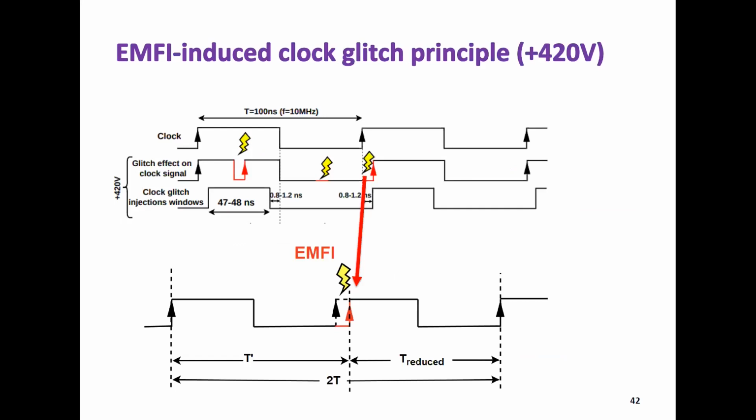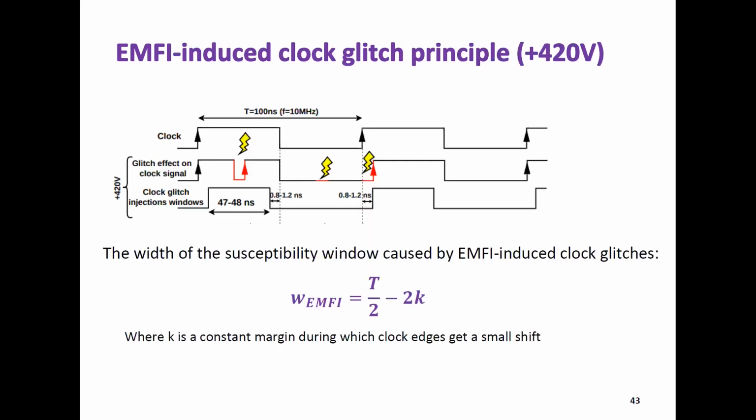3 distinct behaviors are obtained. When the EM injection time corresponds with the clock equal to 1, we obtain a negative glitch, with an EMFI susceptibility window of 47 to 48 nanoseconds. When the EM injection time is with the clock equal to 0, there is no effect. But when the EM injection time is just after the clock rising edge, we get a small shift of the edges, and it's not an effective glitch. In this behavior, we extend the clock period and reduce the following one. The width of this susceptibility window is equal to T over 2 minus 2K, where K is the constant margin when we obtain a small shift of the edges.